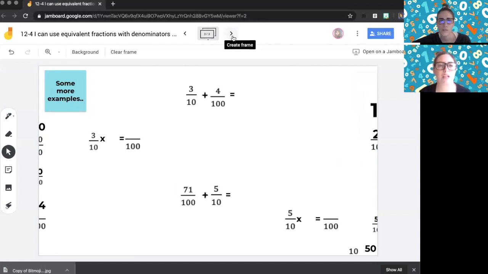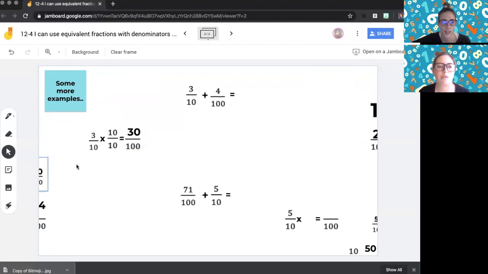Okay, 3 tenths plus 4 hundredths. Ms. Ortiz, again, I'm noticing that both our denominators are not equivalent. So we must turn 3 tenths into hundredths. What can we multiply by to give us that hundredth denominator? So again, we need to multiply by a fraction that's equal to 1. In this case, I know that 10 times 10 is 100, so I can multiply by 10 tenths. So 3 tenths times 10 tenths is going to give me 30 hundredths.